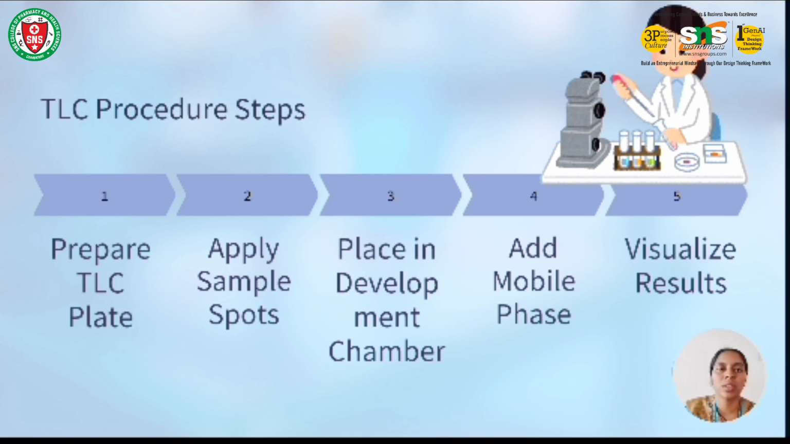Then the TLC procedure. The TLC procedure involves preparation of the TLC plate. First we have to prepare our TLC plate. There are some ready-made plates also available, but for laboratory purposes we have to prepare a TLC plate and then apply sample spots. We have to prepare our sample as a solution and apply it as a spot, and then place it in a development chamber. And after taking a development chamber, we have to add a mobile phase, and we have to keep our TLC plate inside that, and finally we have to visualize the results. Let's see the procedure in detail.